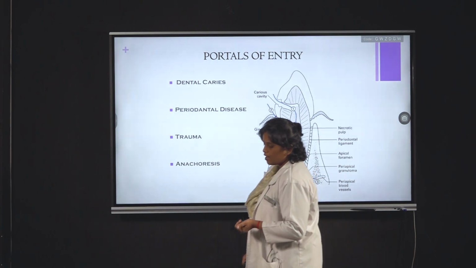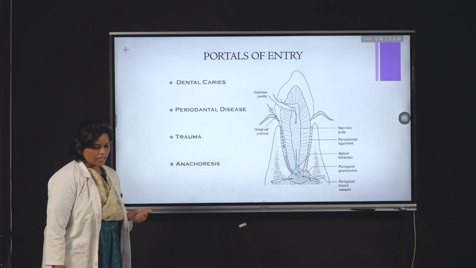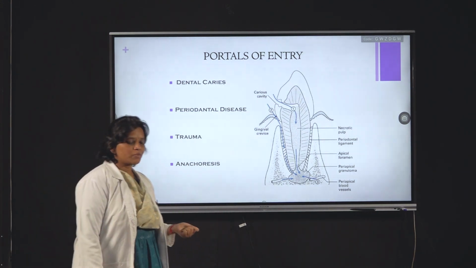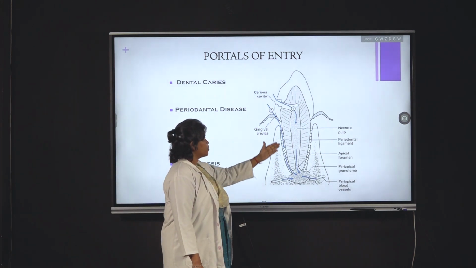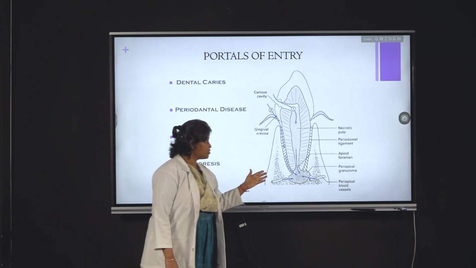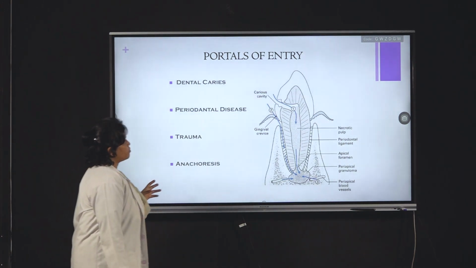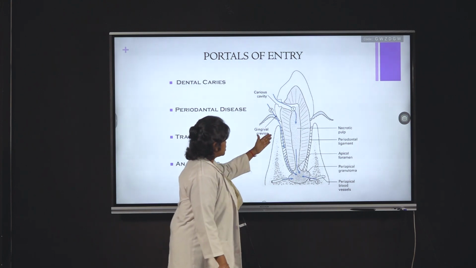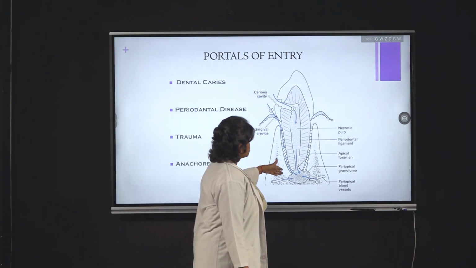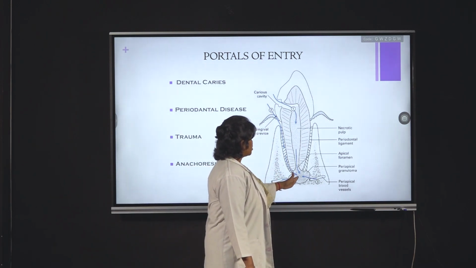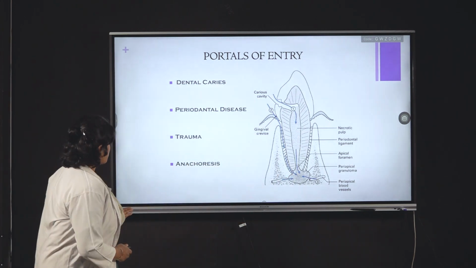Next is anachoresis. Anachoresis is the spread of infection via the blood. In healthy individuals also, we can sometimes see bacteremia, that is, the presence of bacteria in the blood. For example, let us say this is the gingiva. In the gingiva there will be gingival blood vessels, which may harbor some bacteria, and when this microvasculature in the gingiva gets ruptured, the bacteria can go into the apical foramen and cause infection. So that is anachoresis: spread of infection via the blood.